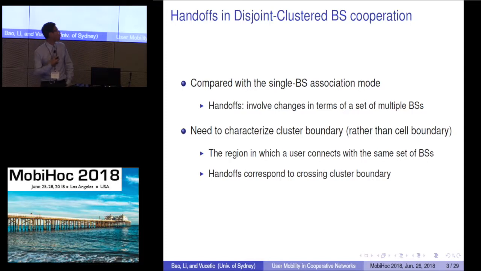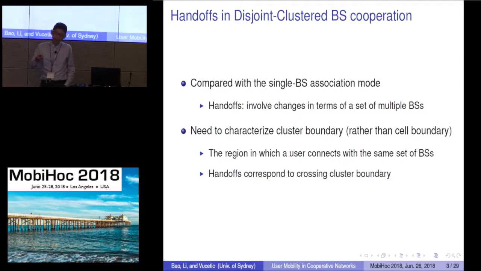In our work, we characterize handoff in disjoint cluster base station cooperation. This is more complicated compared with single base station association. In single base station association, handoff involves a change of base station, from this base station to that base station. Only two base stations are involved. But now, because we have clusters of base stations, if there is a handoff, we change the set of multiple base stations. So we need to characterize the cluster boundary instead of the cell boundary.